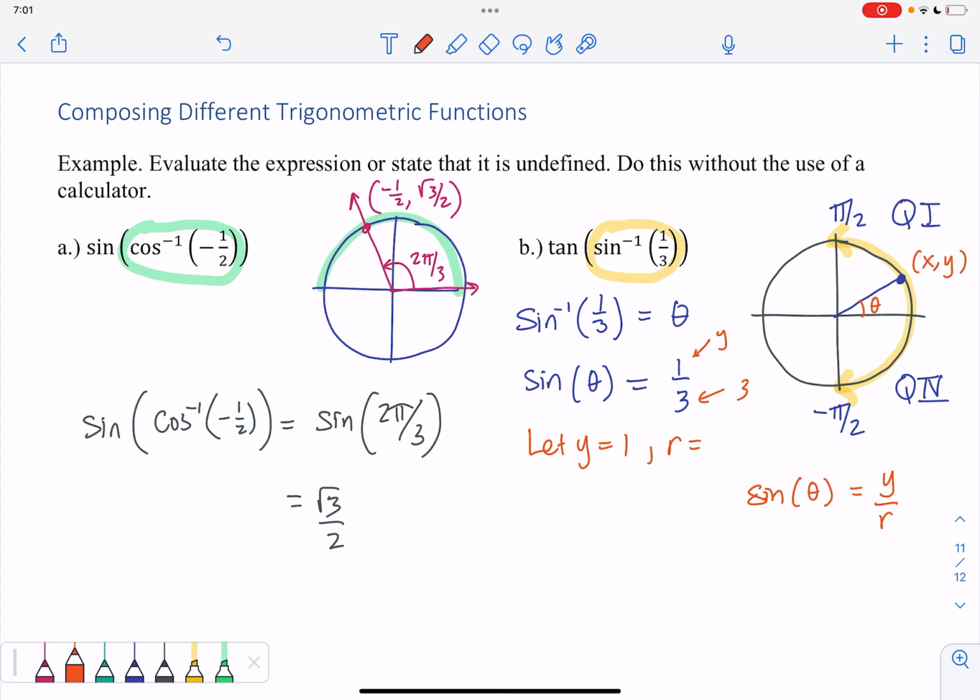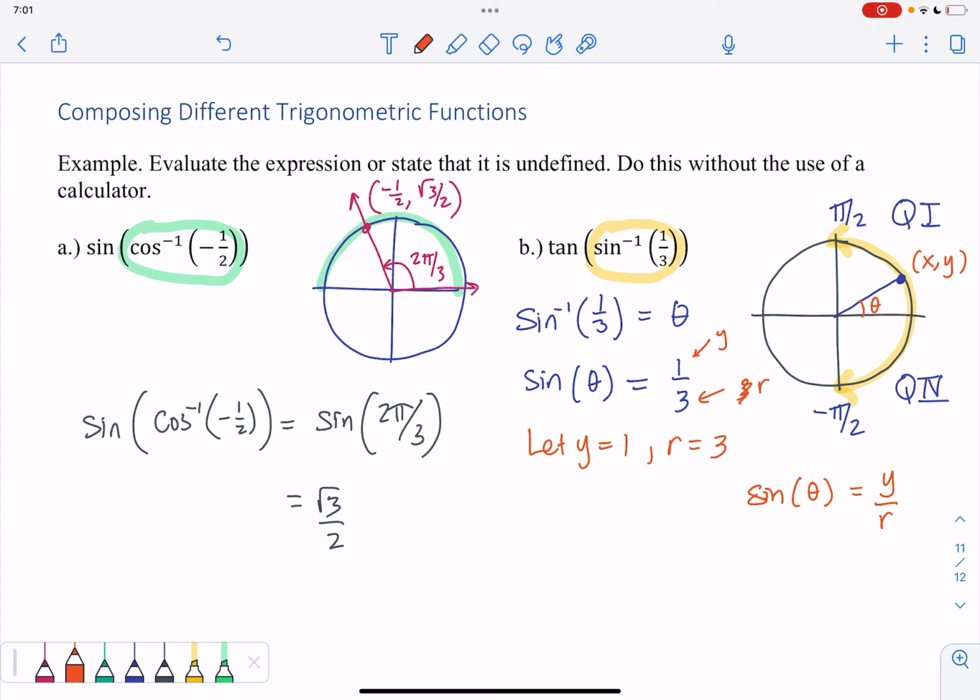And so how did I get here? I said sine inverse of 1/3 is equal to theta. Theta has to be between -pi over 2 and pi over 2. Now, since sine of theta is equal to 1/3, right, inverses switch inputs and outputs, then 1 must be equal to y, and r must be equal to 3. So sorry, this should be r. Okay. So then sine of theta is equal to y over r.